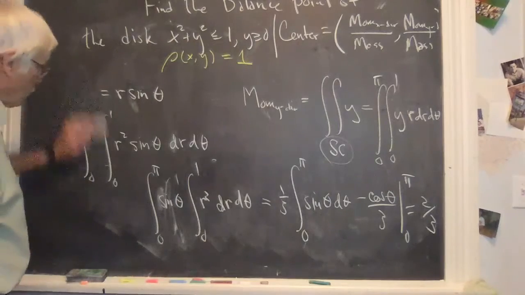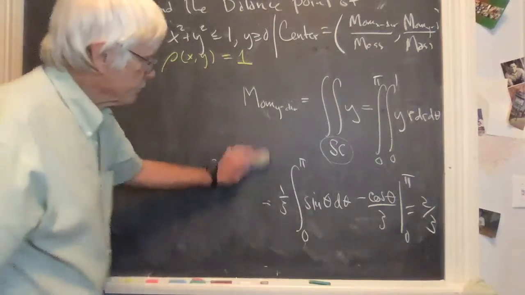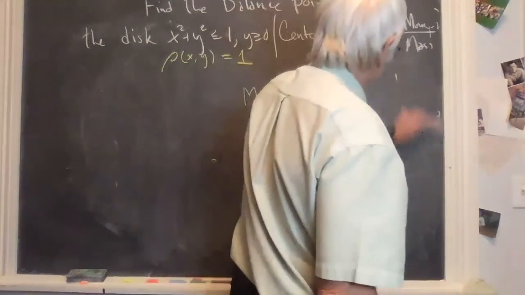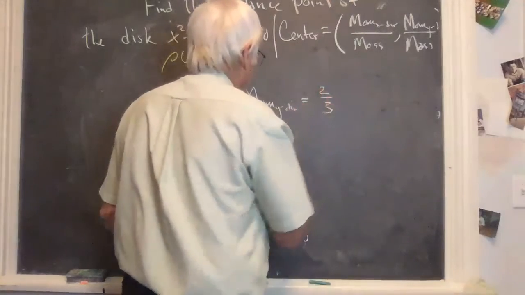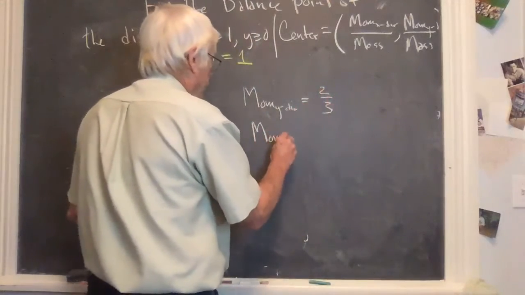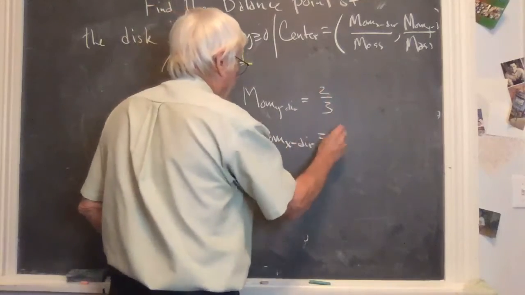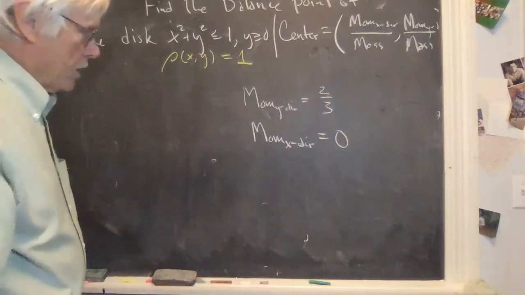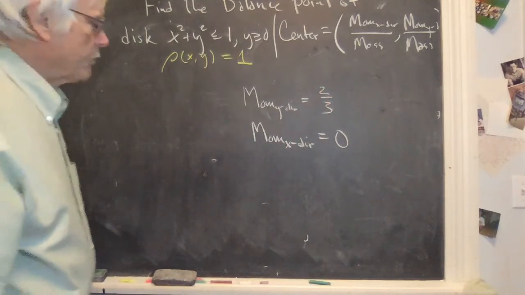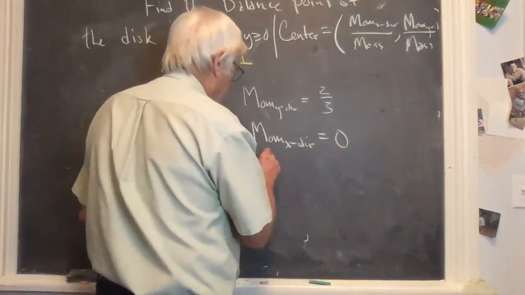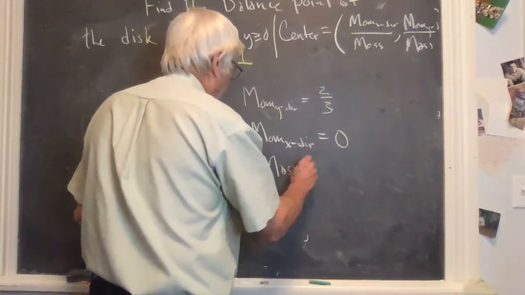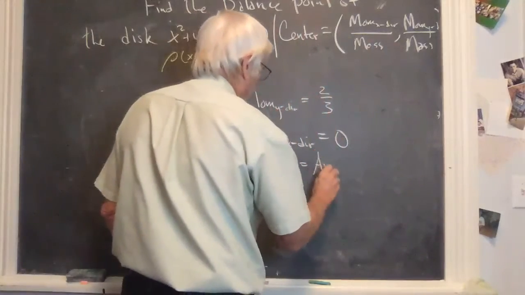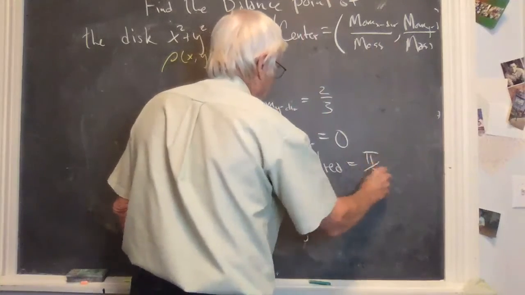So let me erase my work here. And just record this. The moment in the x direction is 0. You can do that integral if you want. The x is just r cosine theta. And if you integrate, you do get 0. The mass of this thing is equal to, in this case, because we took rho equal 1, the area, pi over 2.